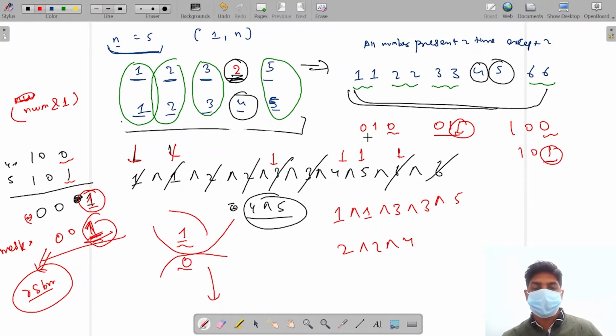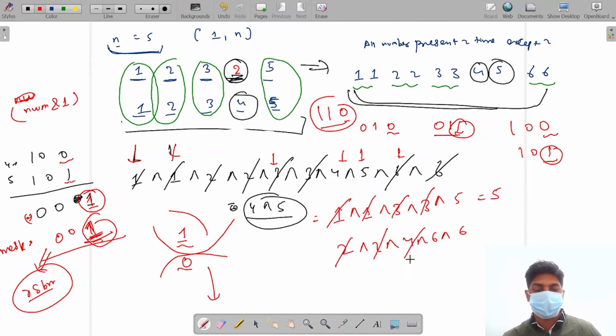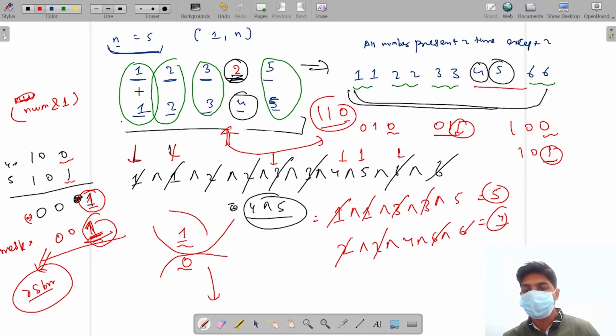Now we'll move on to 6. 6 is 110, so this particular bit is 0. 6 XOR 6. So if we perform the XOR, what will we get? 1 and 1 will cancel, 3 and 3 will cancel, we will get 5. If we perform the XOR on the other group, 2 and 2 will cancel, 6 and 6 will cancel, so we will get 4. So we are getting both of these numbers, 4 and 5. We are going to perform this same logic over here, because we can reduce this problem to this exact problem: all the numbers are present 2 times except 2 numbers. Okay, so this was for this problem.